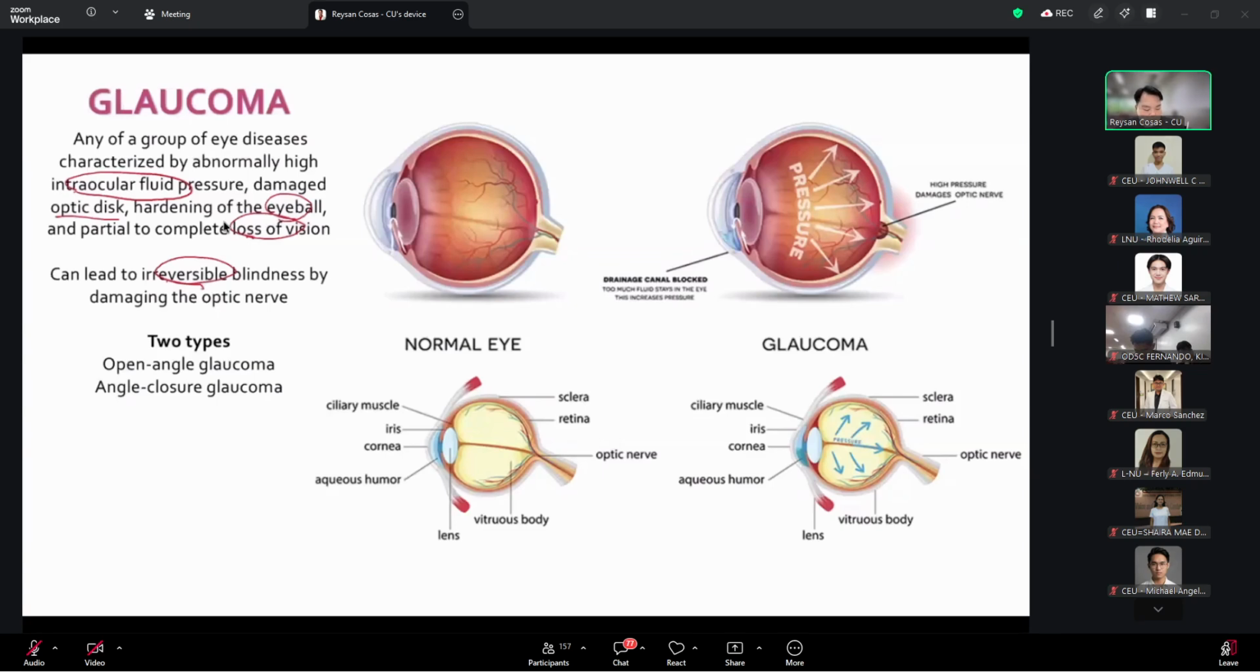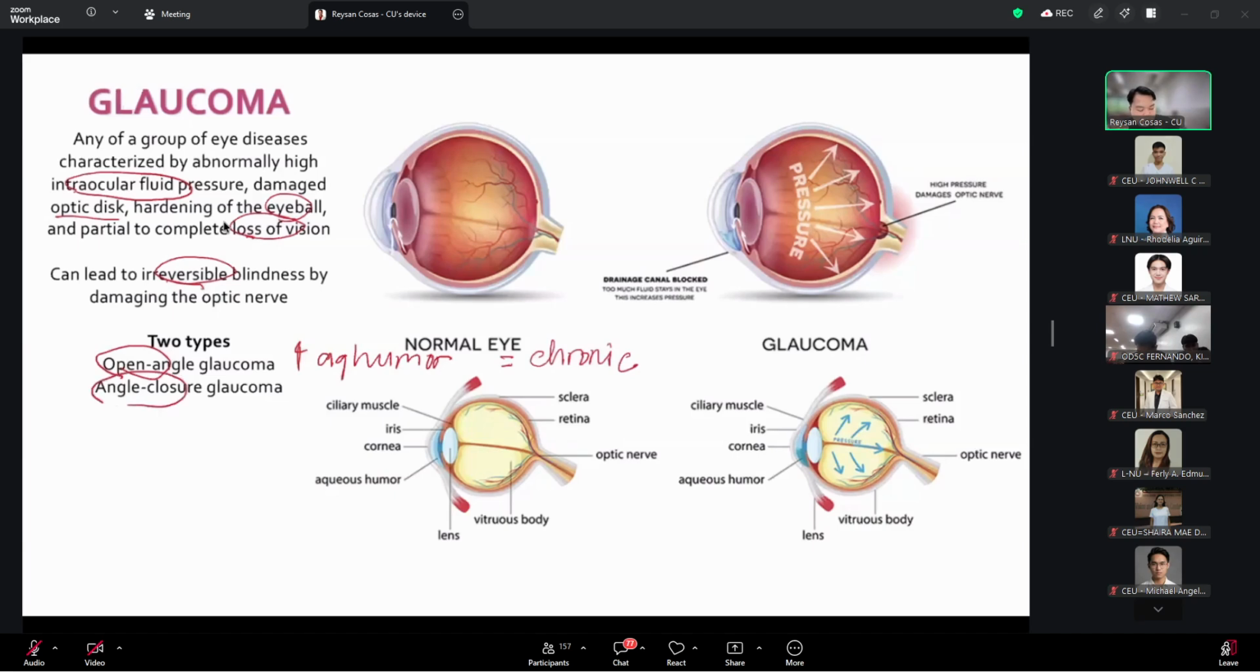So there are two types of glaucoma. We have the open angle glaucoma, which is characterized by increased production of aqueous humor. Okay? Increased production of aqueous humor leads to increased intraocular pressure. An open angle glaucoma is said to be chronic in nature. So we treat it with drugs. Gumagamit tayo ng gamot para ma-manage siya.